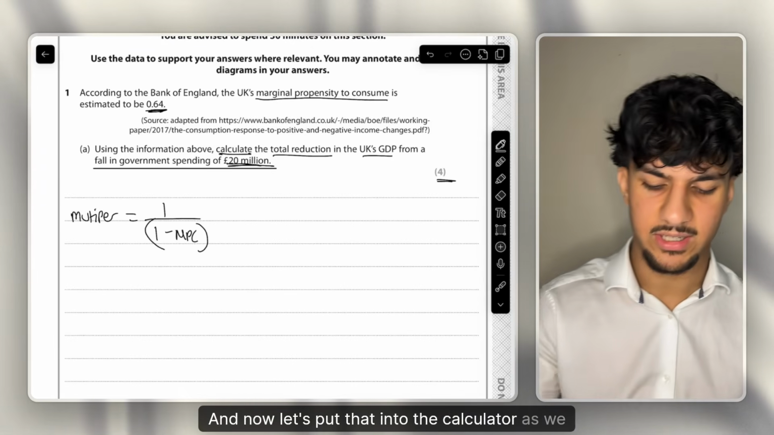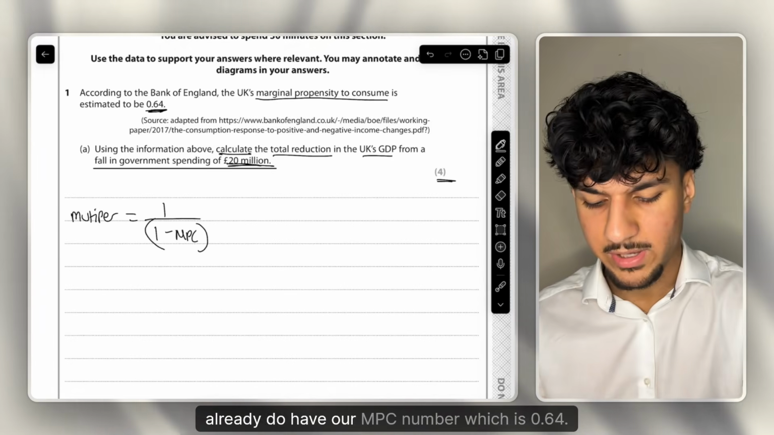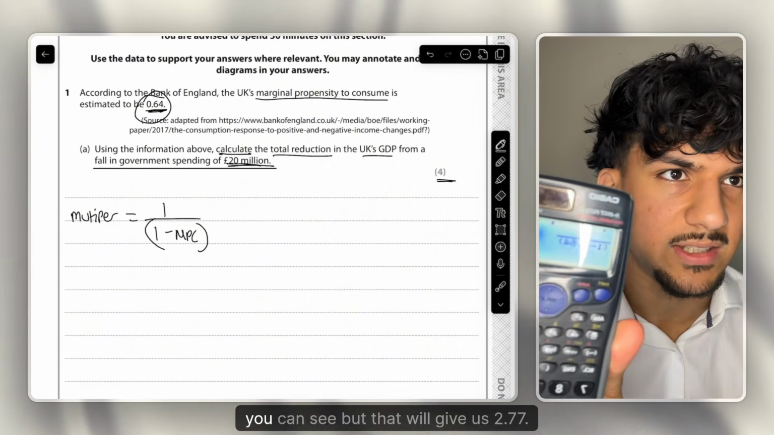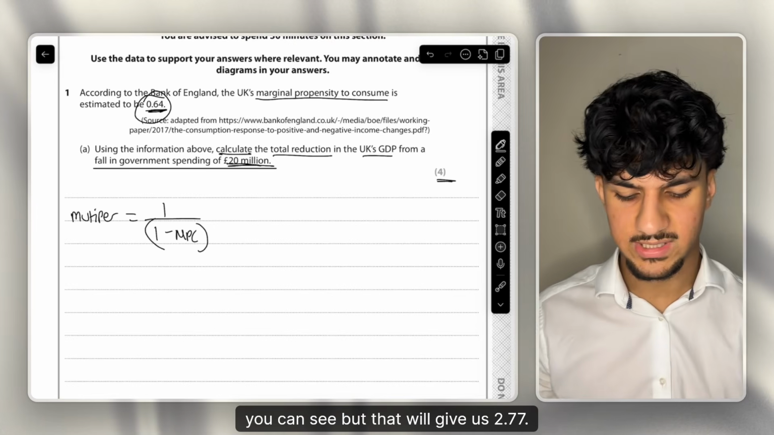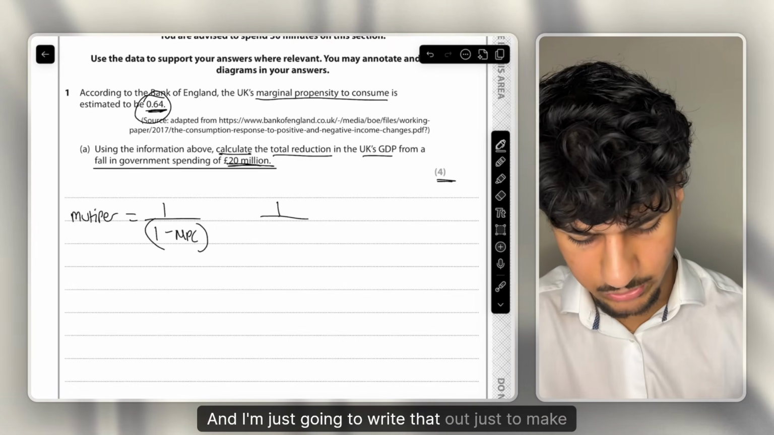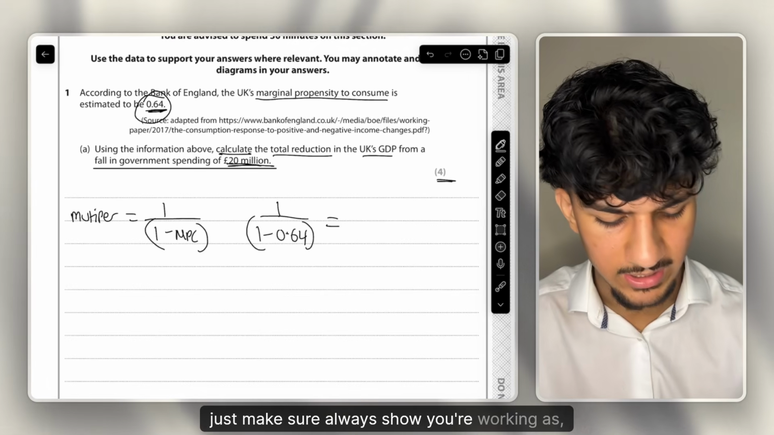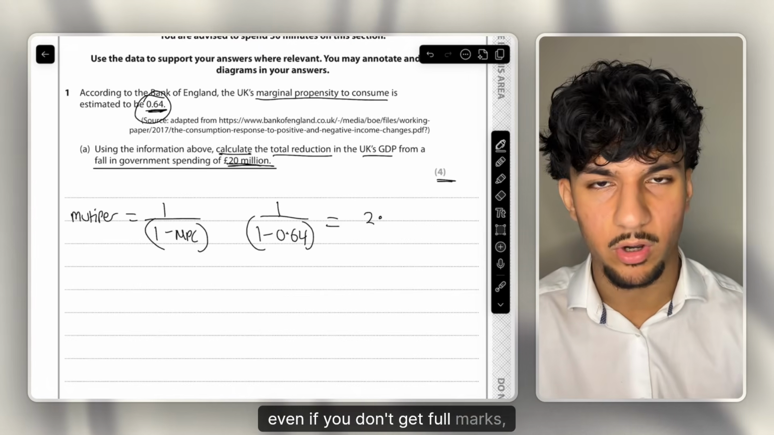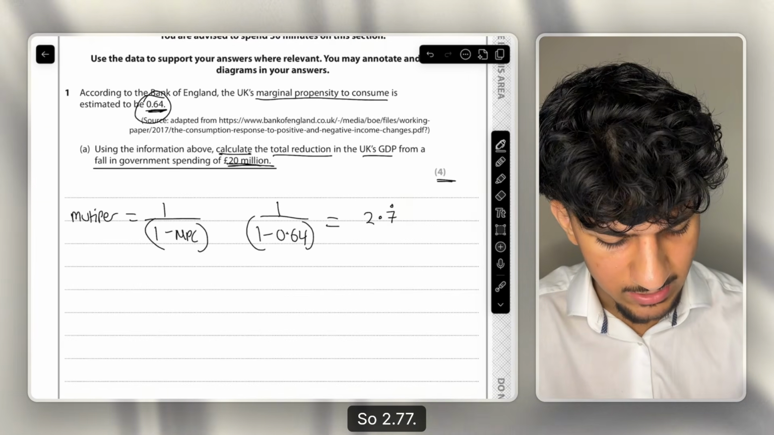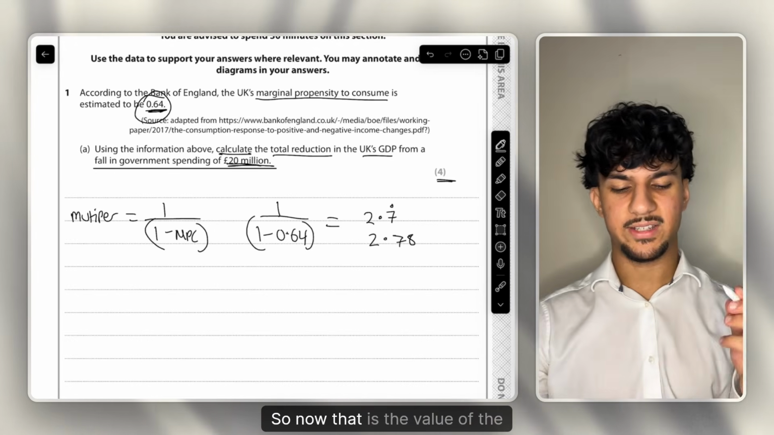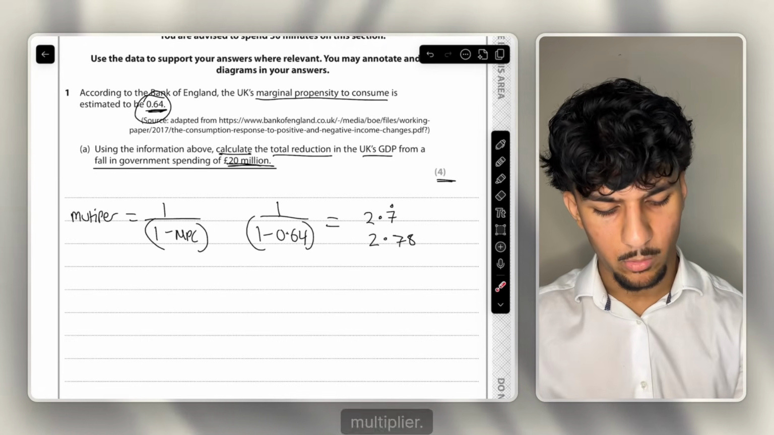let's put that into the calculator, as we already do have our MPC number, which is 0.64, and that will give us 2.77, and I'm just going to write that out just to make sure. And like with these calculated questions, always show your working, as even if you don't get full marks, you will pick up a few marks. So 2.77, so probably just 2.78 I'm going to write it as. So now that is the value of the multiplier.